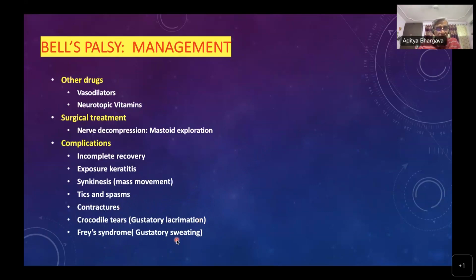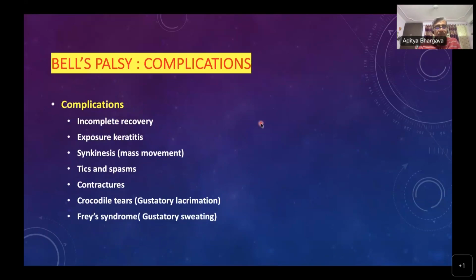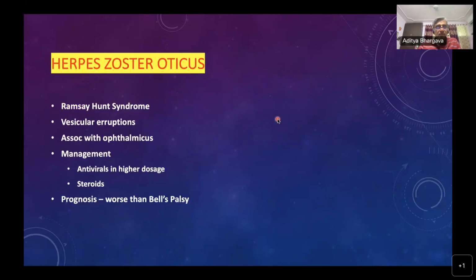Same is with Frey syndrome. There is a gustatory sweating. When the patient is eating, there is sweating on particular areas of the face. Intense sweating because sweat glands are getting stimulated along with these gustatory, salivary as well as taste fibers. This I have mentioned already.